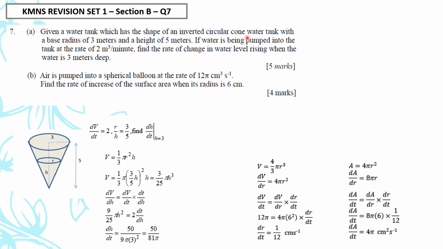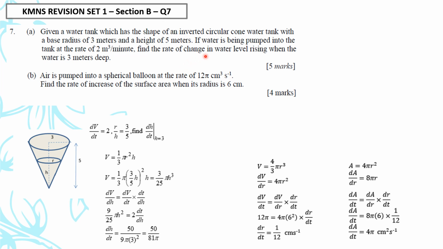the shape of an inverted circular cone. So we are dealing with a cone here. Make sure you know what is the formula for the volume of a cone. And it says it has a base radius of 3 meters and height of 5 meters. The water is being pumped into the tank at the rate of 2 meter cube per minute. So 2 meter cube per minute is obviously dV over dt.